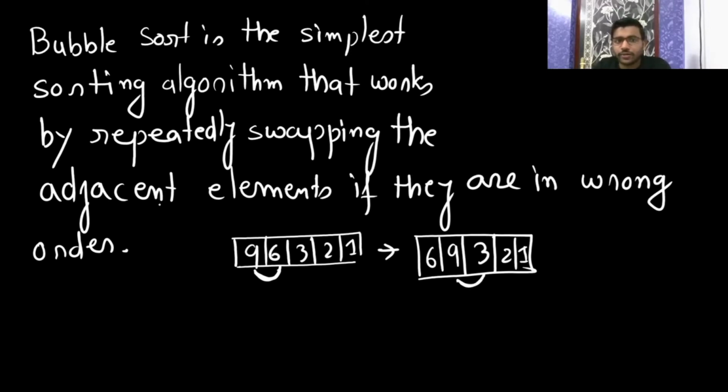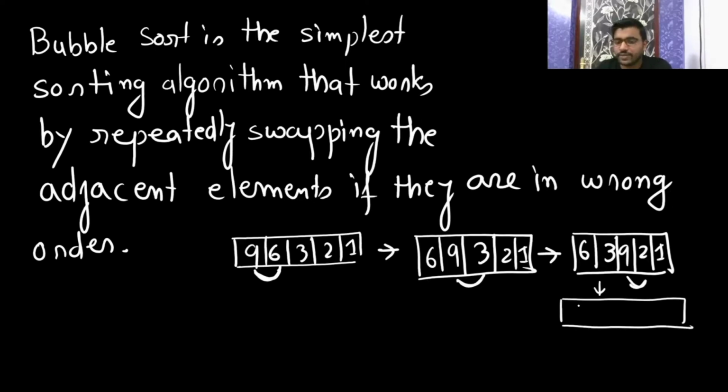So it is going to swap the adjacent elements. So here 6, here 3, 9, here 2, 1. Now this it is going to swap. It will be 6, 3, 2, 9, and here 1. Similarly, it will swap this. So it is going to repeatedly swap the adjacent elements if they are not in the correct position. 6, 3, 2, 1, 9. Like this it will work.